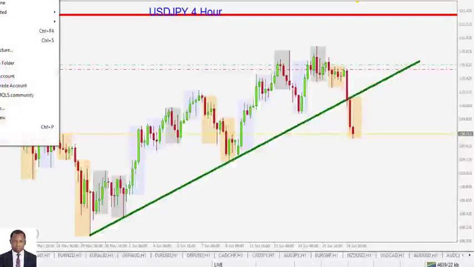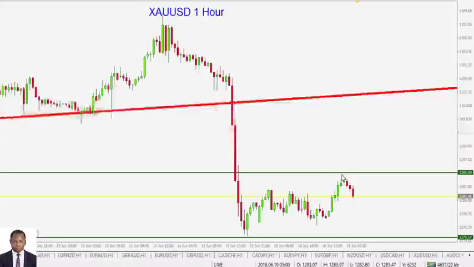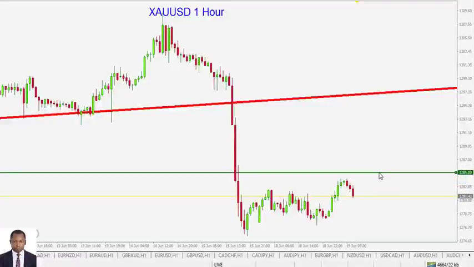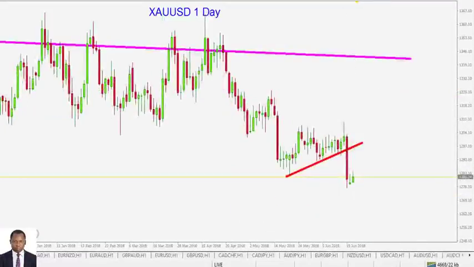Okay, gold. Let me open gold charts for you. All right, this is gold. Let me analyze. I really have not looked into gold for some time now because of the very quiet, slow market or price action behavior.